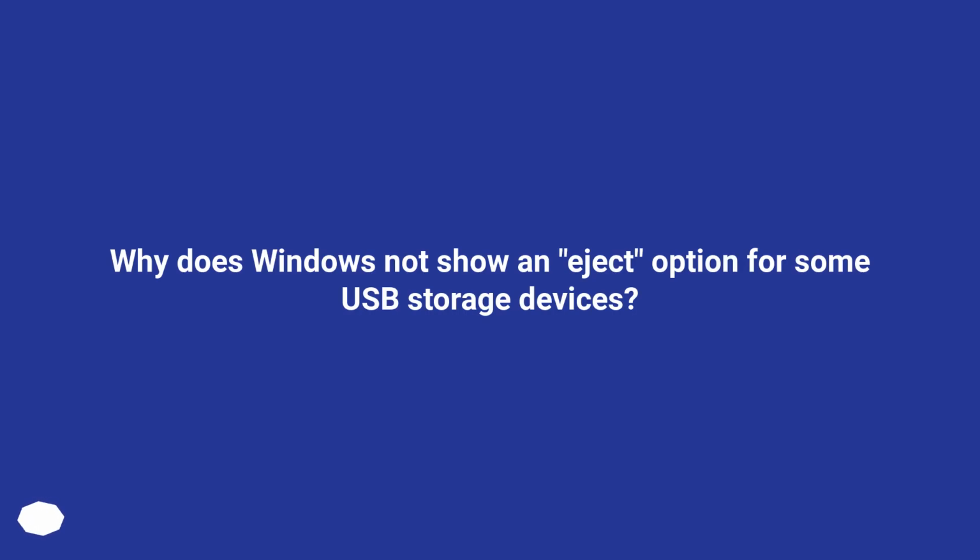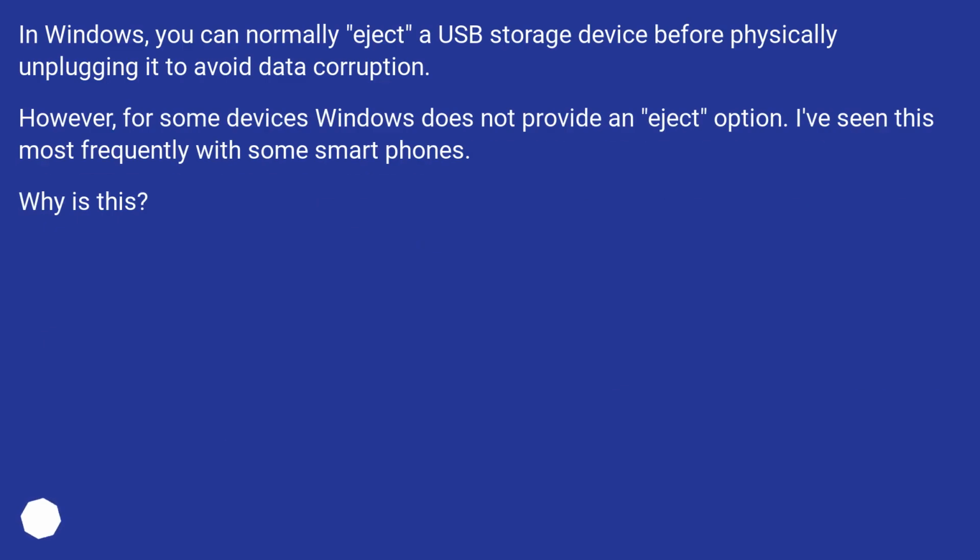Why does Windows not show an eject option for some USB storage devices? In Windows, you can normally eject a USB storage device before physically unplugging it to avoid data corruption. However, for some devices Windows does not provide an eject option. I've seen this most frequently with some smartphones. Why is this?